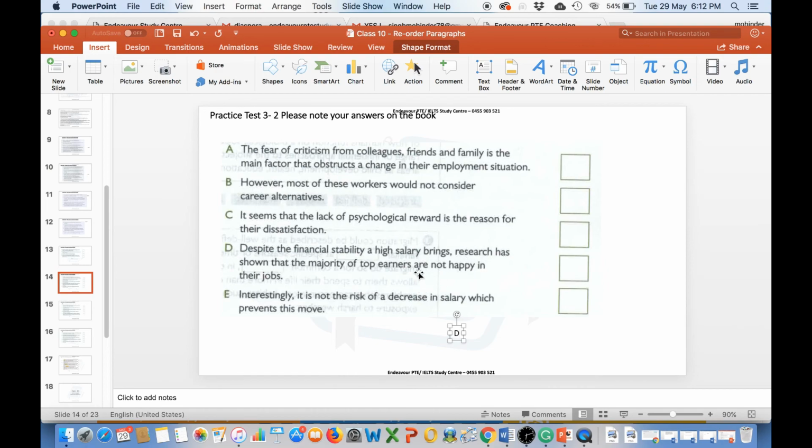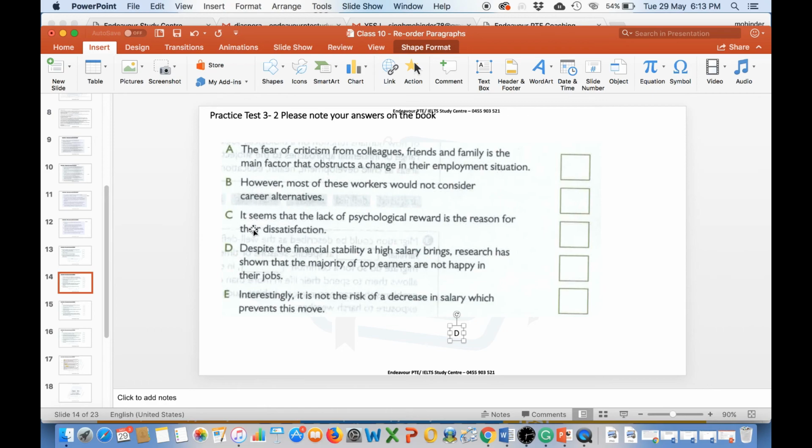So now we have to see where they are extending this idea. "It seems", so they're giving a reason for something, right? So we may not have that next, because we need a problem before we give a reason. "Interestingly, it is not the risk of decrease in salary which prevents this move." So they're talking of changing a move. Majority of top earners are happy in their jobs, so that doesn't connect either. "However, most of these workers would not consider career alternatives." Okay, so that could be another one. "The fear of criticism from friends and family is the main factor that obstructs the change in their employment situation."